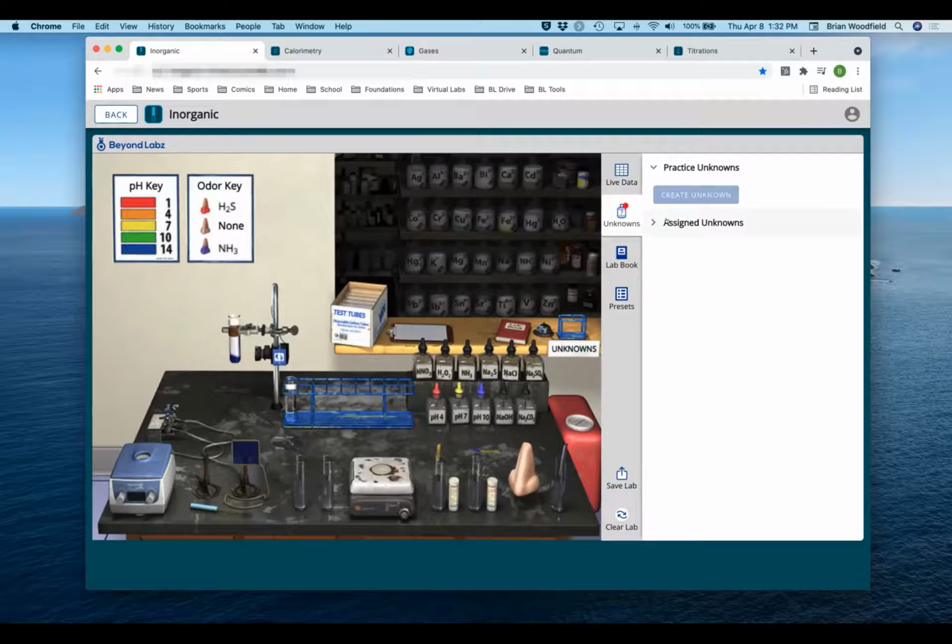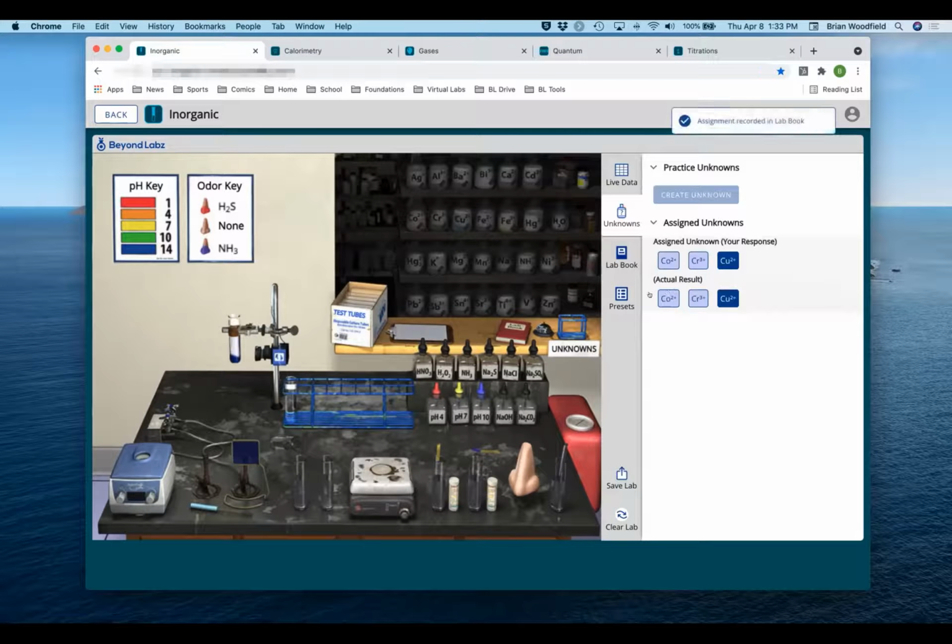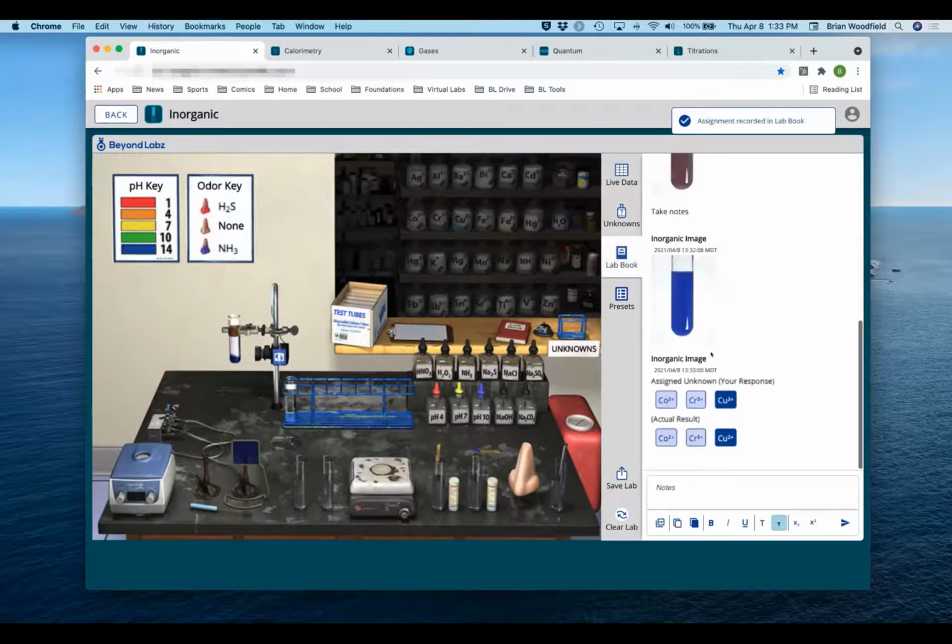And the nice thing here is they go to assigned unknowns. Red dot means they have an assignment. I'm going to click that I have copper, and then they submit this, and now they see their results, and those results are now in their lab book. So you or the TAs can go through and grade them, but now they can't modify this. There's no way to cheat, and it has a timestamp. So there's no way for the student to get in and modify any of this work.